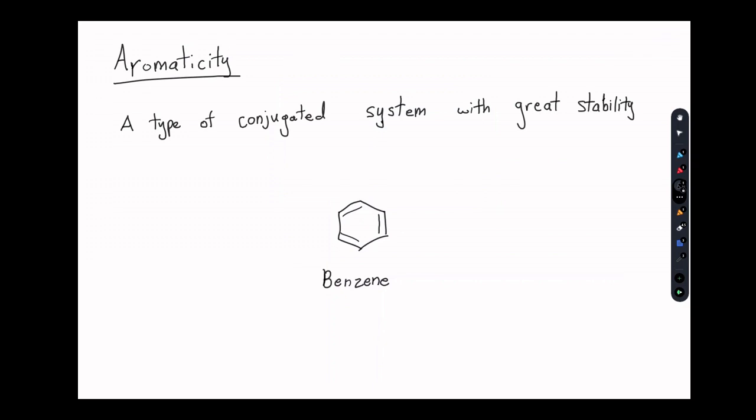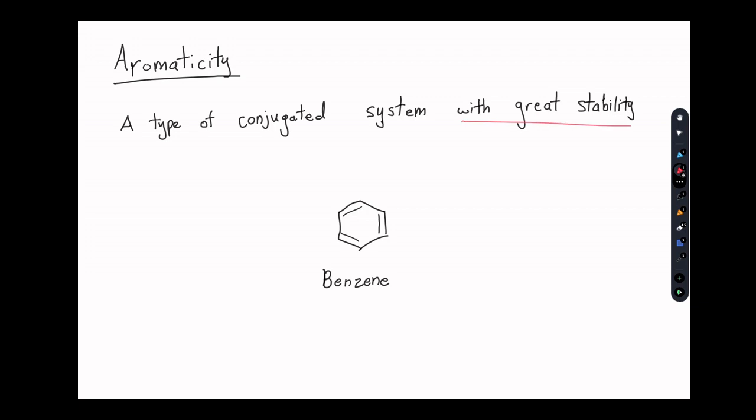Welcome to lecture 3.1. In this lecture, I'll be introducing the concept of aromaticity and how it is even more stabilizing than a standard conjugated system, before we then use aromatic systems as the basis of a topic of chemical reactions. First, it's important to understand that an aromatic system is a type of conjugated system with exceptional stability, right?